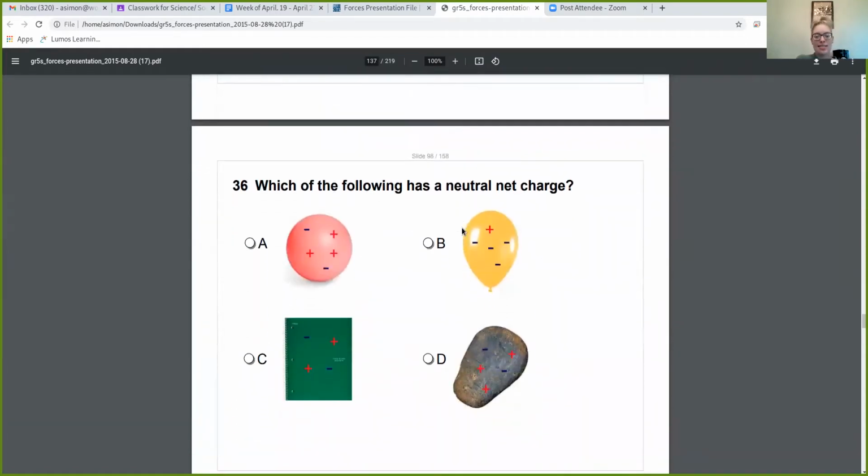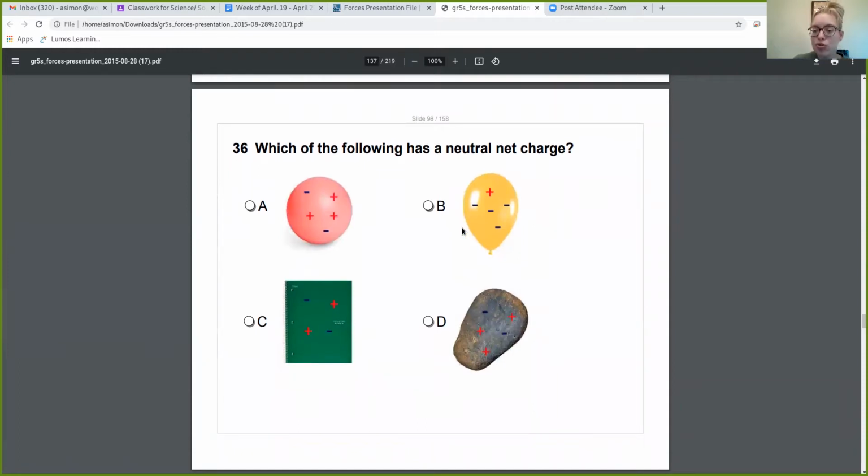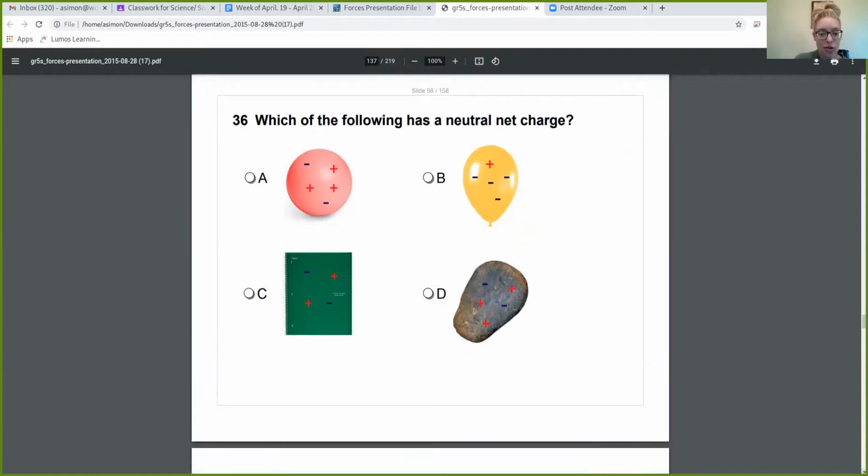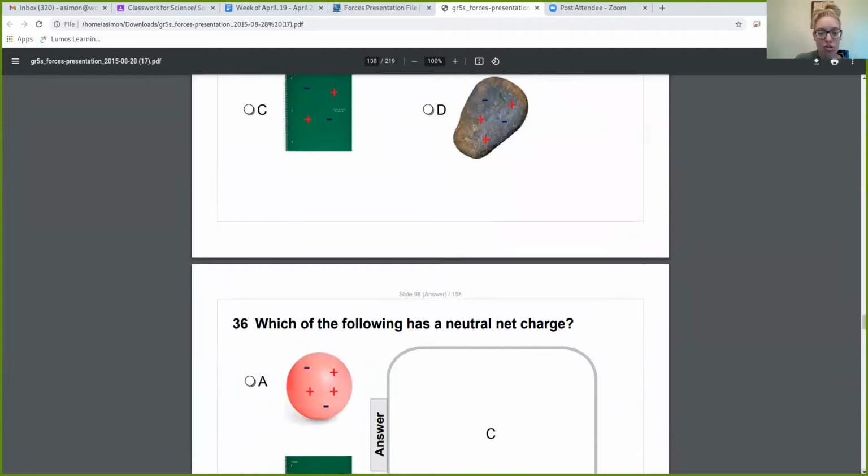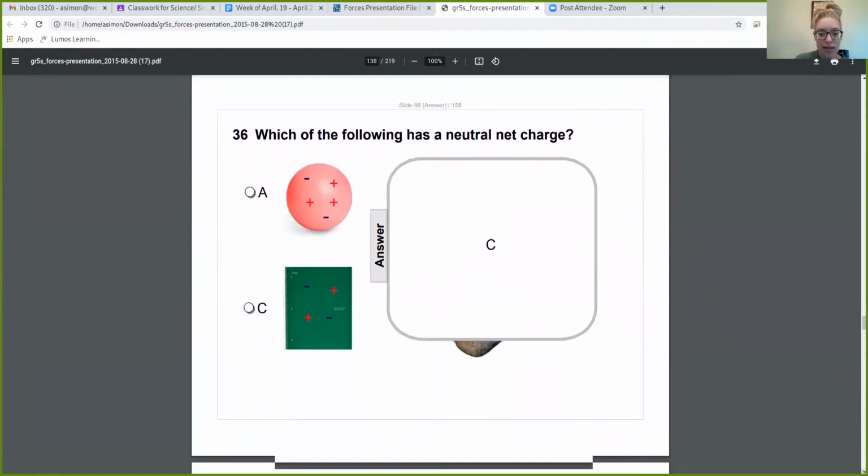Which of the following has a neutral net charge? Remember, neutral has the same number of positives as it does negatives. Well, A has 3 positive and 2 negative. B has 1 positive and 4 negative. C has 2 positive and 2 negative. And D has 3 positive and 2 negative. Which of those has the same number of positives as negatives? If you said C, you are correct. C is going to have a neutral charge because it has 2 positives and 2 negatives.